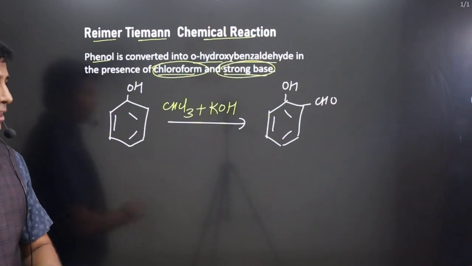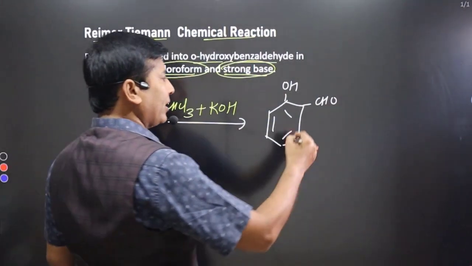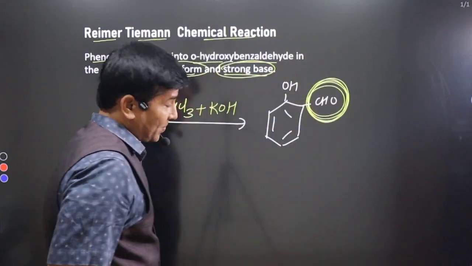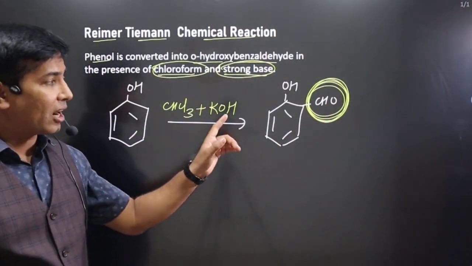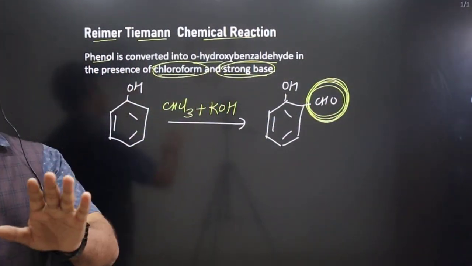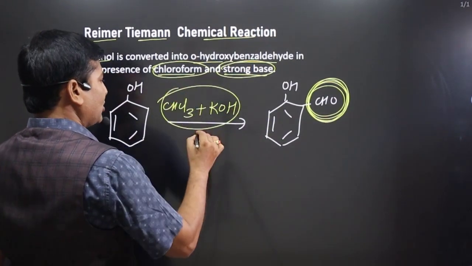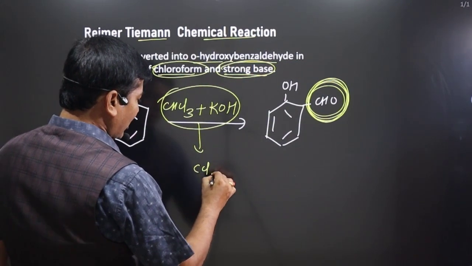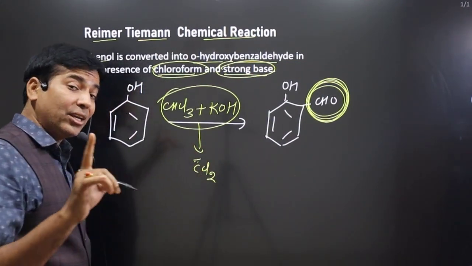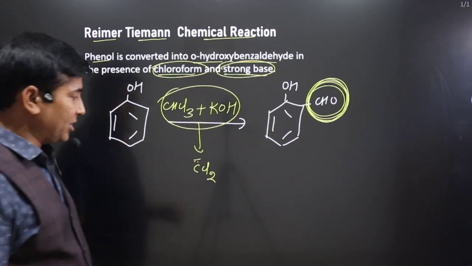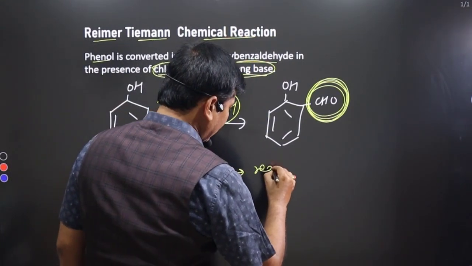If you look at the product, we are getting the aldehyde group at the ortho position with respect to OH. How we get this aldehyde group at the ortho position, we can understand only through the mechanism. Always keep in mind, from this mixture of reagents we get dichlorocarbene. Dichlorocarbene, or carbenes, are highly reactive species.